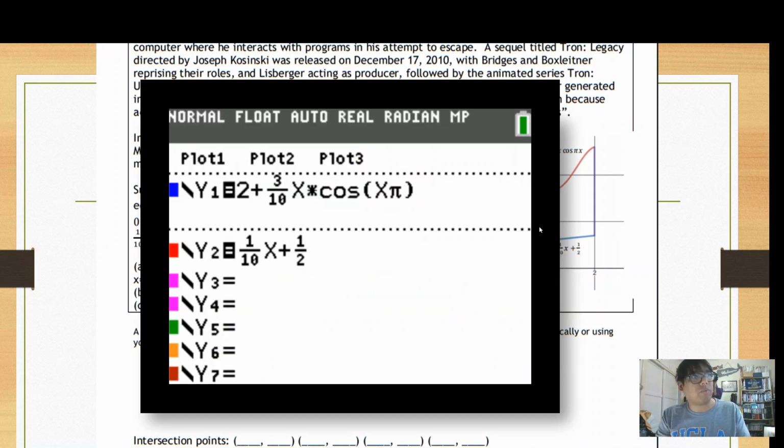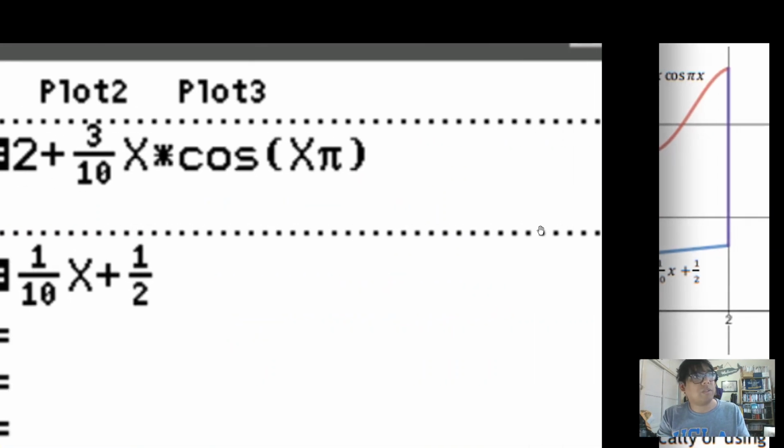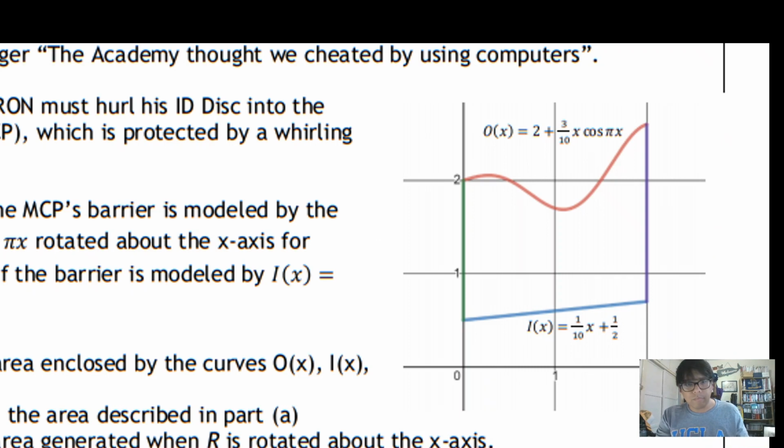So that is right. Oops, did that again. That would be right here, 0, 2. And then here's 2 and 13.5, or I'm sorry, not 13.5, 2.6.